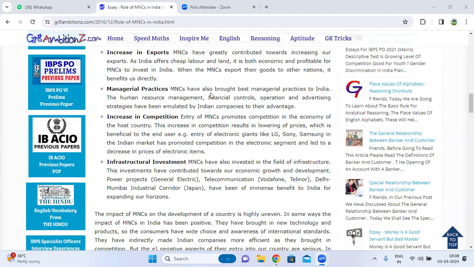Next one, managerial practices. Multinational corporations have also brought best managerial practices to India. The human resource management, financial controls, operations, and advertising strategies have been emulated by Indian companies to their advantage.